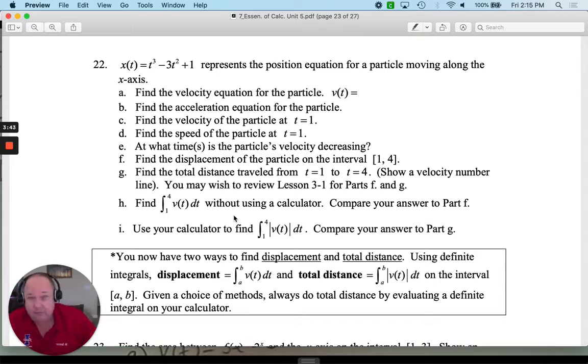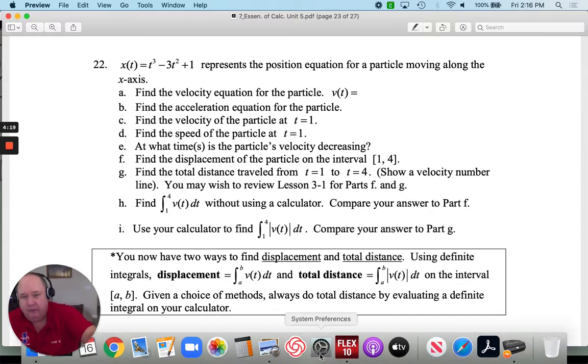B is also simple. Find the acceleration. That's the derivative of the velocity. That's 6t subtract 6. C: can you find the velocity of the particle at 1? Just plug 1 into the velocity and solve it. So it ends up being 3 take away 6, so it's negative 3. It doesn't give you units, so it's just negative 3. D: find the speed of it at 1. Well, the speed is the absolute value of velocity, so it's the absolute value of negative 3.